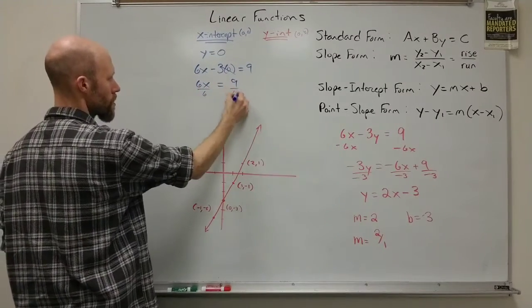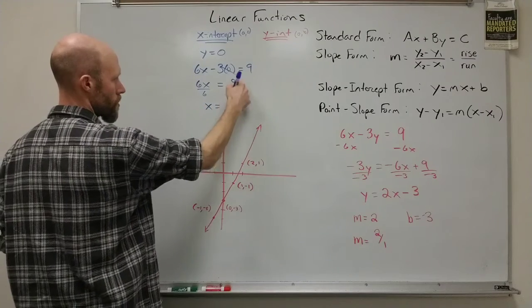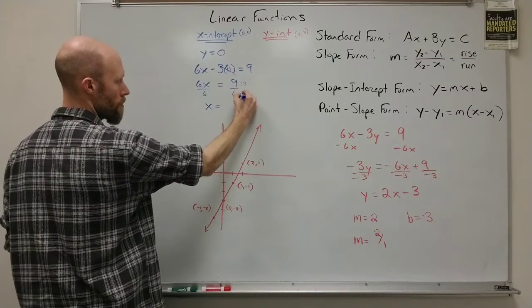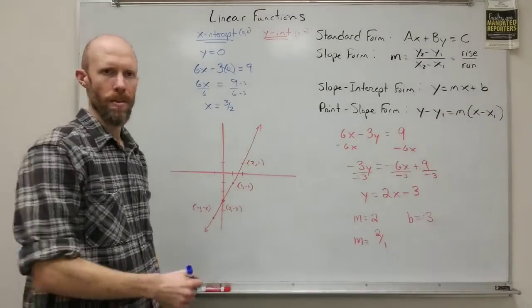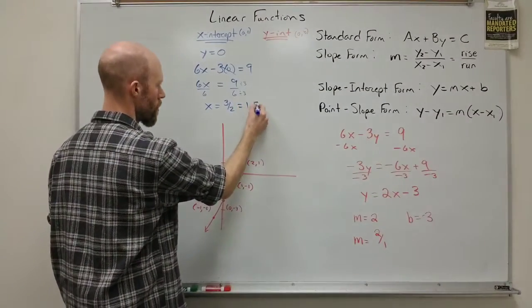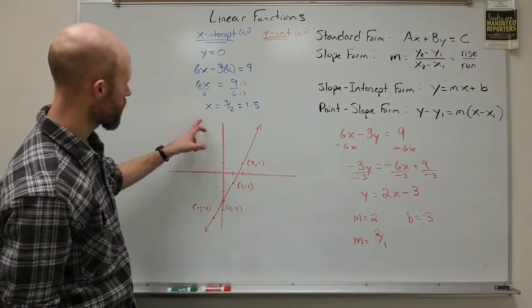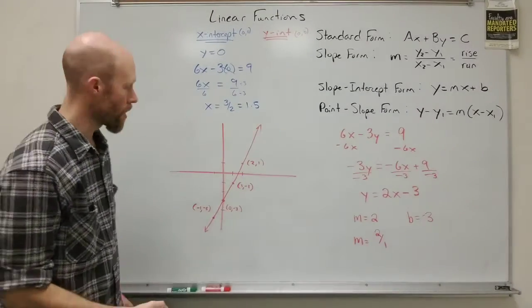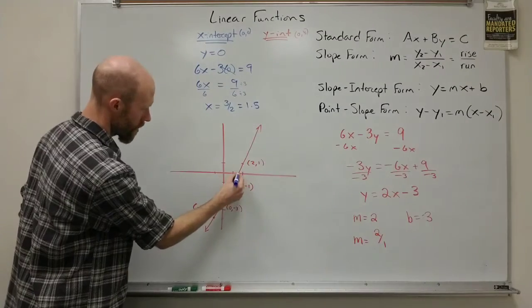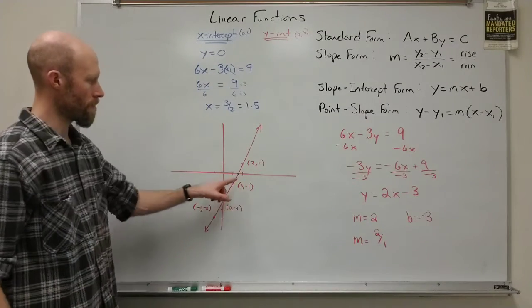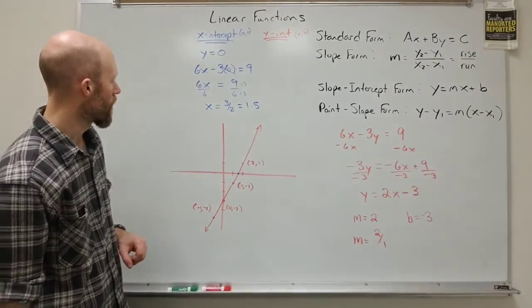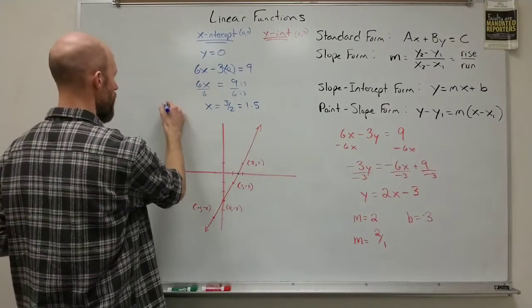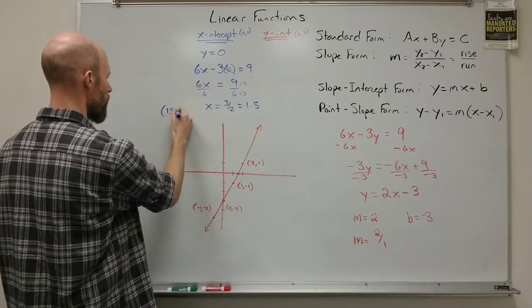Divide both sides by 6. My x is 9/6, which if I reduce that by 3, I get 3 halves. 3 halves is 1.5. So my x-intercept should be 1.5. If I plot that right there, that makes sense, right? It's about where it lines up. And so I have a point on the graph at 1.5 comma 0.